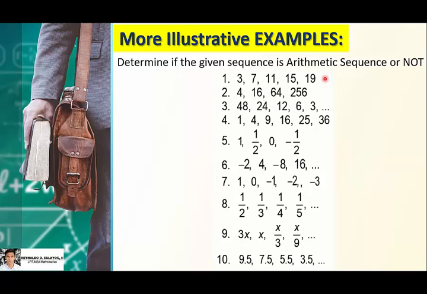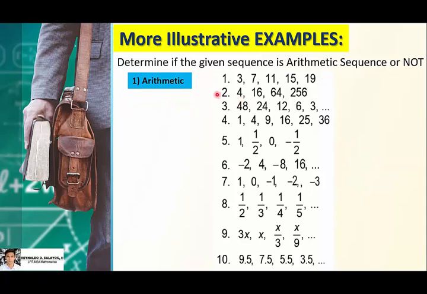Before answering this, I want you to focus on the difference between the successive terms. So here, 7 minus 3, we get 4. 11 minus 7, we get 4. 15 minus 11, we got 4. For 19 minus 15, we got 4. As what you observe, they have a common difference. Then, since that is the case, you're correct. That is an arithmetic sequence.